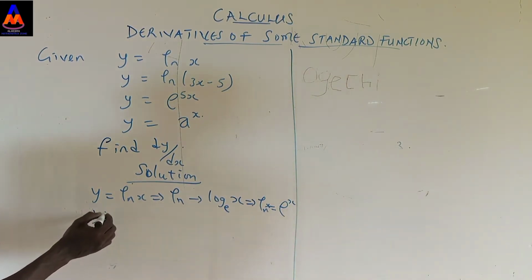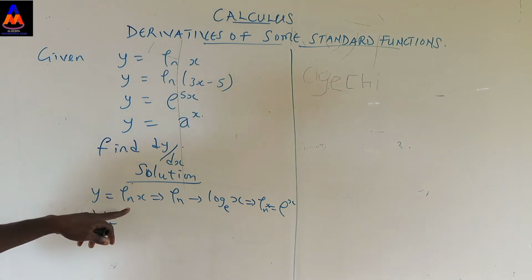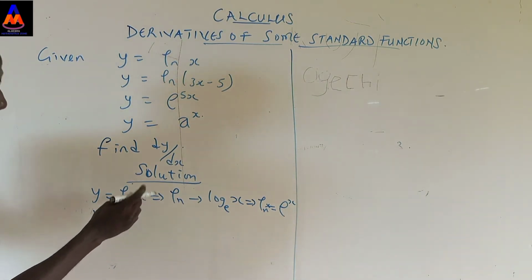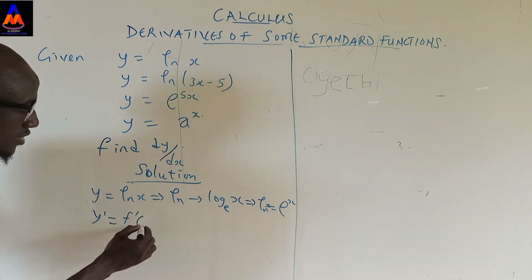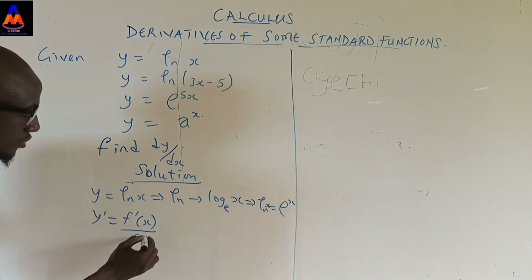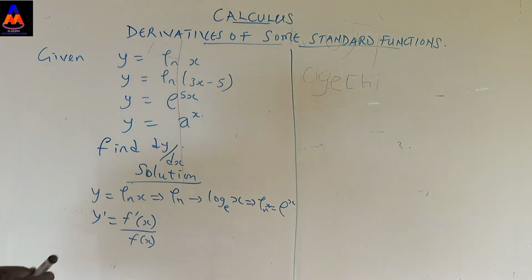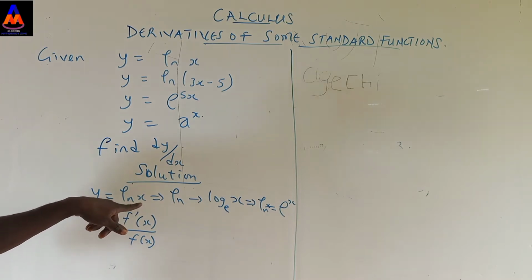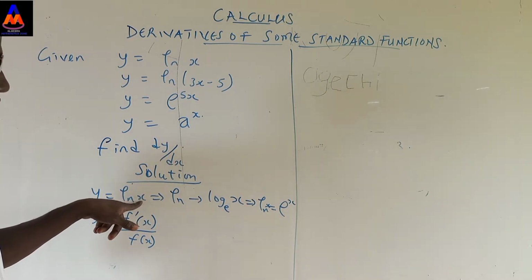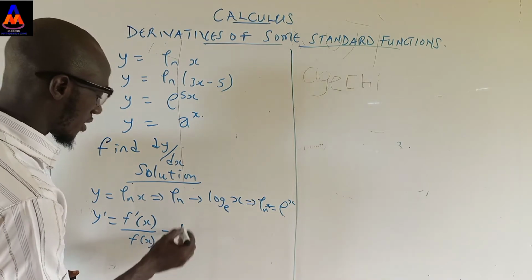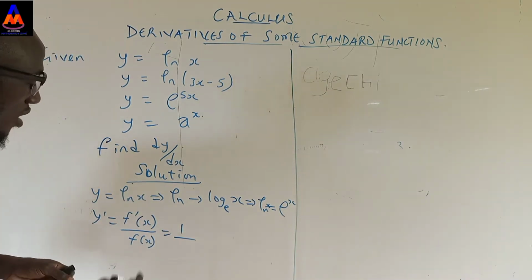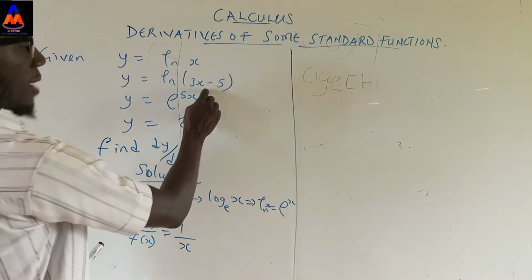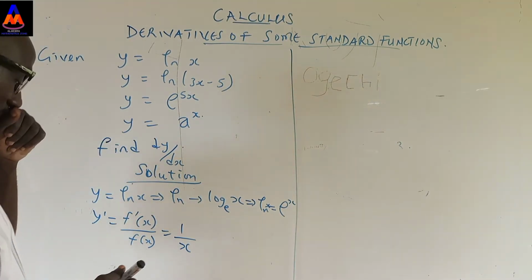If you have to find y prime, which is dy/dx of this function, you differentiate the function, then you write the function back. That's just the formula. Anytime you have an x, differentiate the function of x. In this case, differentiating x gives 1, and you write the function back, which is x.